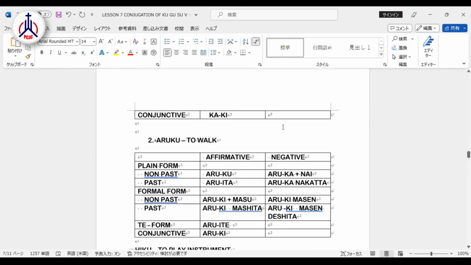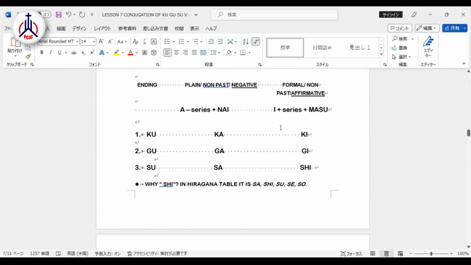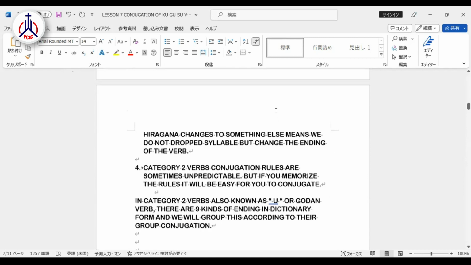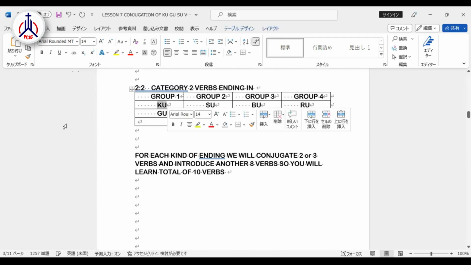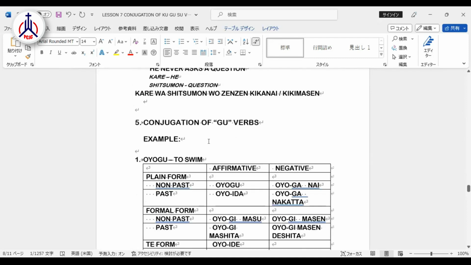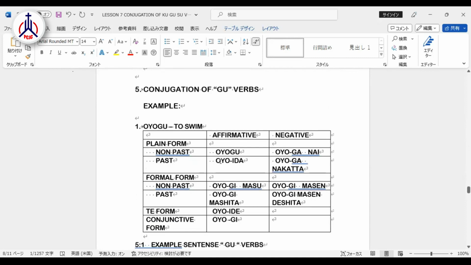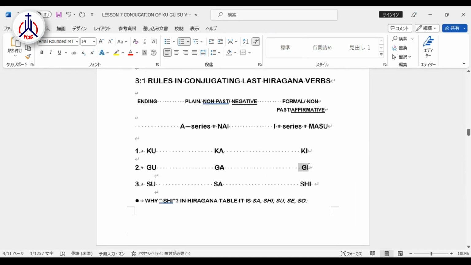Okay, the group 1, again, I'm going to introduce to you what we are talking about. We are now in category 2, verbs ending in group 1. We already finished the ku, and now we're going to gu. Example of gu verbs. Okay, number 1. It's the same with the ku. The pattern is the same. The A series, the I series, okay?